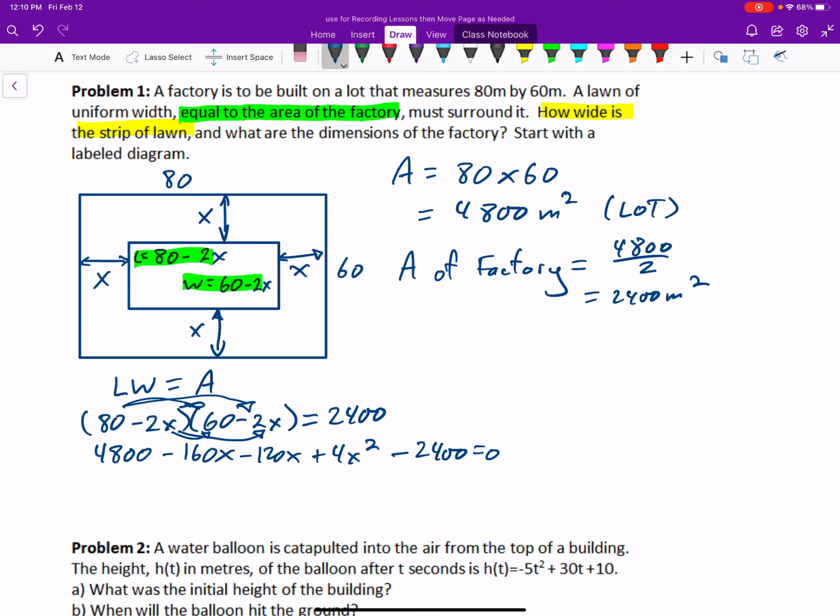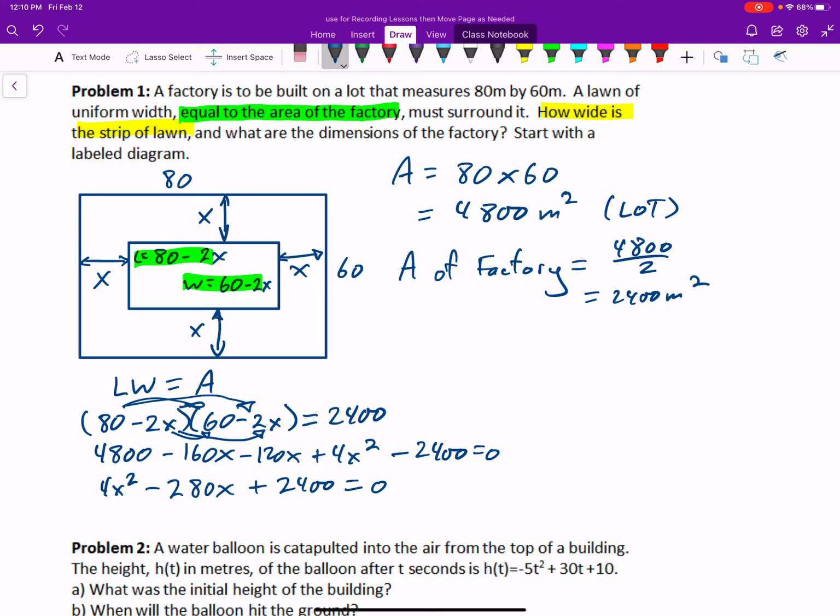Now, if I collect my like terms and put it in proper order where the x squareds come first, I'll have the 4x squared first. Then I collect my like terms. I've got a negative 280x. And I collect my constant terms. 4,800 minus 2,400 is 2,400. So now I've put this into a nice standard form equation.